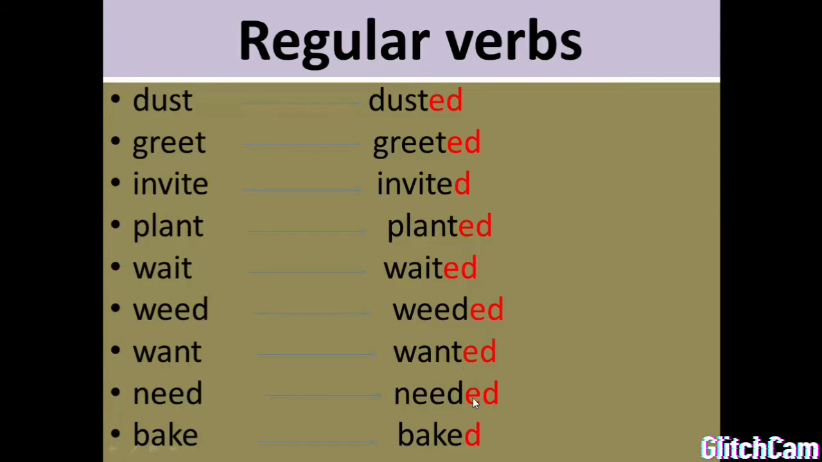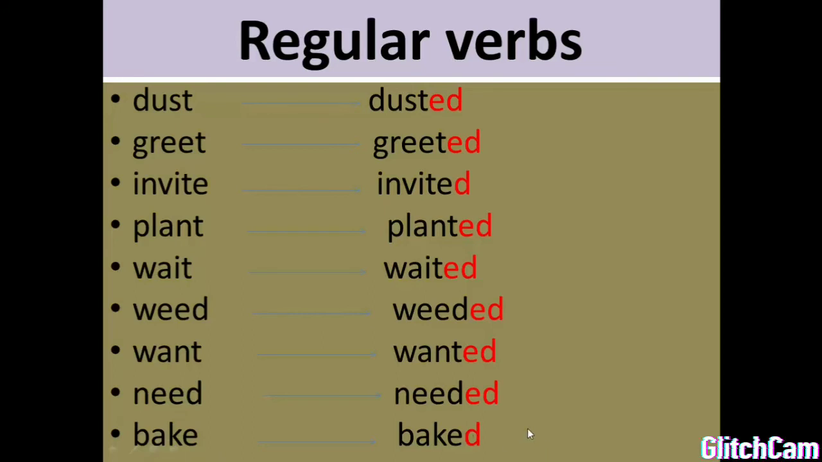Baked. Okay, pay attention to bake. Bake is like invite. Invite, we added D. Bake, we add D. Why? Because bake is a regular verb and it ends with E, so we will add D.